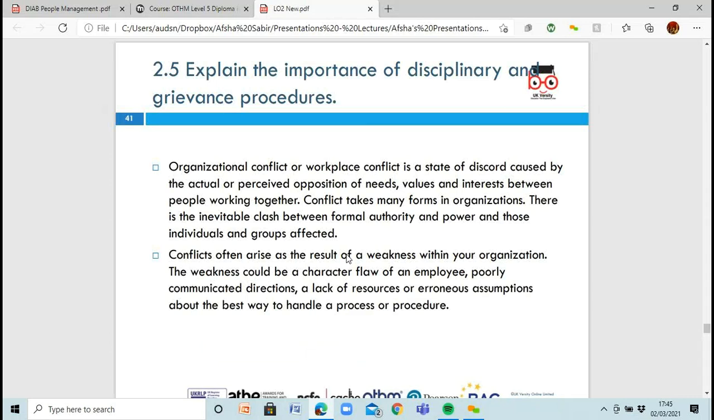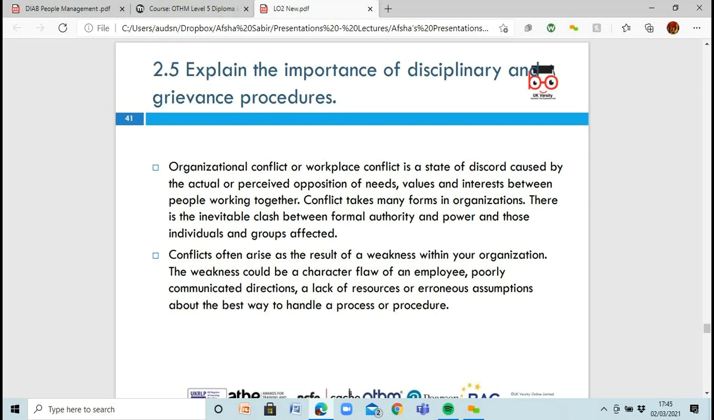So we looked at appraisals. We've looked briefly at grievance issues when we were talking about the human resources department. Now we're going to look at that in a little bit more detail. So when we talk about disciplinary and grievance, we need to explain the importance of disciplinary and grievance procedures.